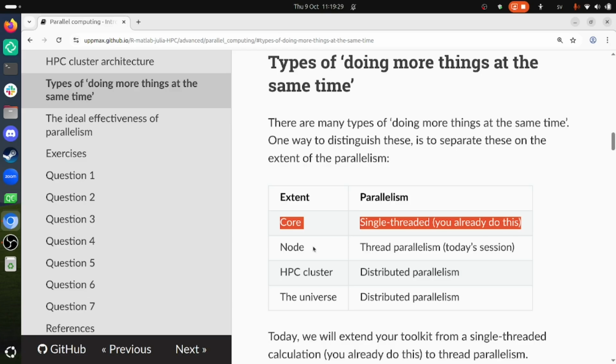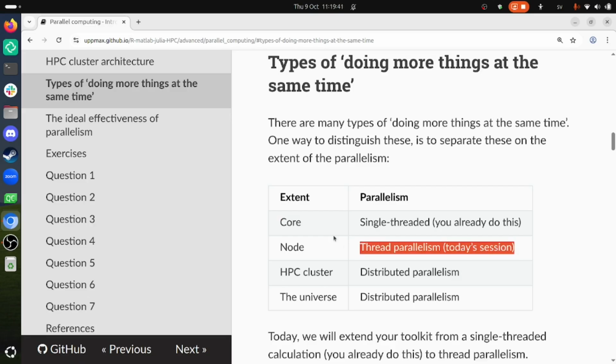However, you can go up one level. You can go up to the node level, where you say, all right, we're going to use a lot of cores together, and that is called thread parallelism. So these cores must be on the same node so that they can share the same memory, and then the node uses all its cores to run a calculation with a lot of cores.